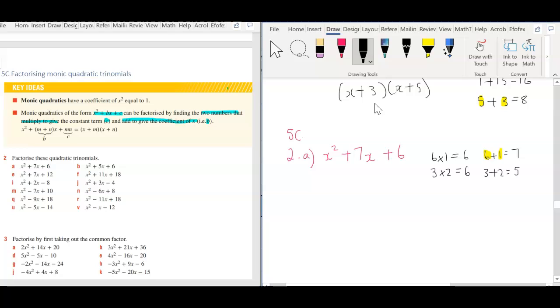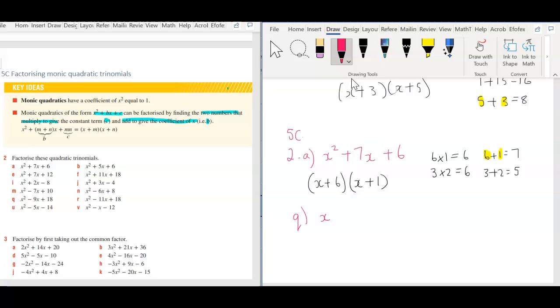Now, how I've listed them, you wouldn't really do that all the time, all right? What we can do here is do it quite quickly because there's only 2 pairs of factors for 6. But let's say you had something like, let me just see if there's one where we've got quite a few factor pairs.